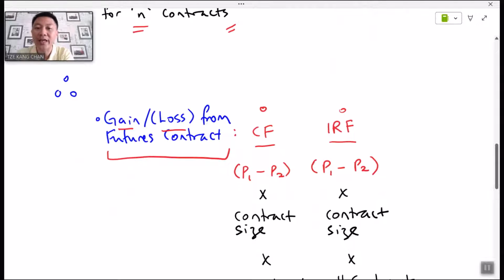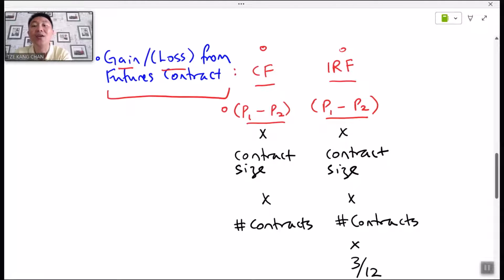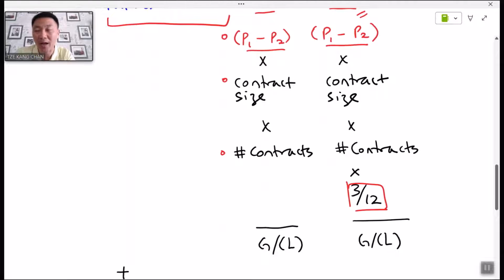What you have to do is compare the price at which we entered the trade at the beginning, which is P1, against the price at which we execute the close-out, P2. The difference between these prices would reflect either a gain or a loss. To determine the total amount of this gain or loss, we just need to multiply by the contract size, followed by the number of contracts. And let's not forget, for interest rate futures, there is another factor to be multiplied, which is the time factor, usually based upon 3 months over a 12-month period.